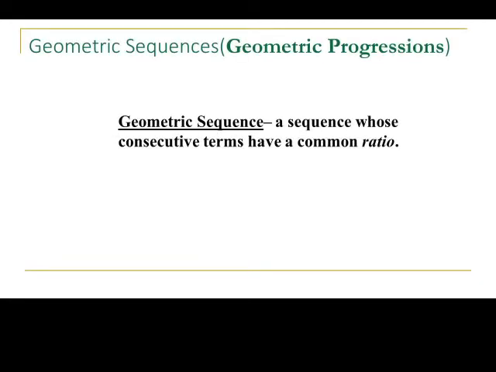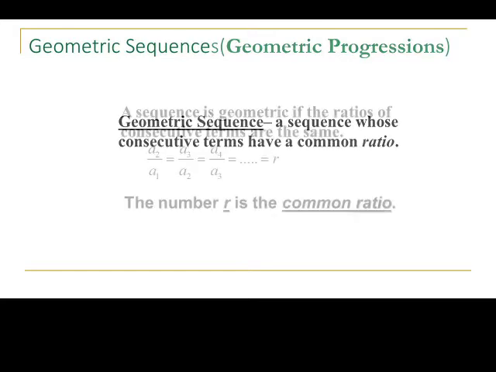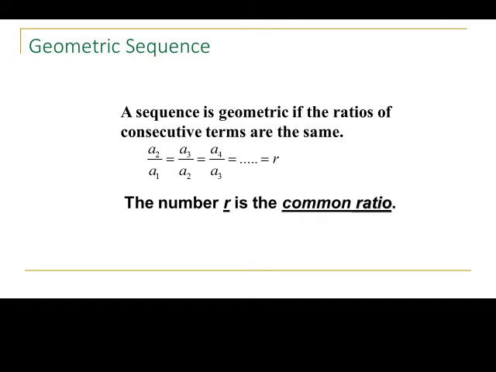Geometric progression is also known as geometric sequences. So what is the meaning of a geometric sequence? A sequence whose consecutive terms have a common ratio. For example, we have a sequence whose first term is A1, second term is A2, third term is A3, fourth term is A4 and so on. So a sequence is geometric if the ratio of consecutive terms is the same, meaning A2 upon A1 equals A3 upon A2 equals A4 upon A3, that is known as the common ratio denoted by R.